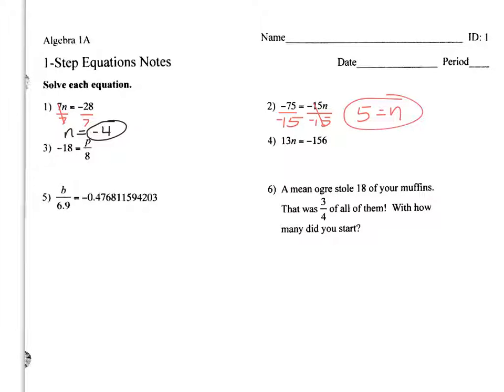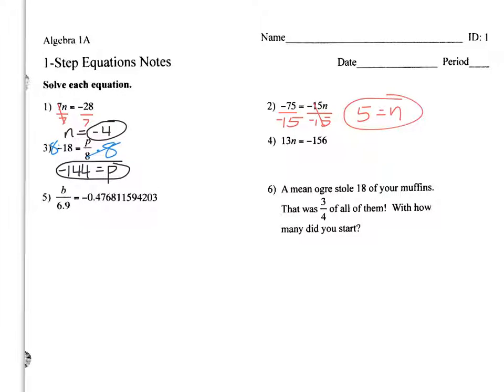Next we have n over 8 equals -18. So on this side we're dividing by 8. The opposite of divide is multiply, so I have to multiply both sides by 8. Those cancel. So now I got to do 8 times 18. 8 times 10 is 80, 8 times 8 is 64, 80 and 64 is 144. So that's -144 is p.